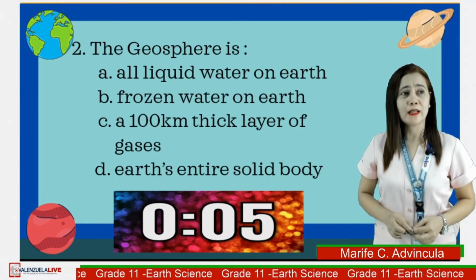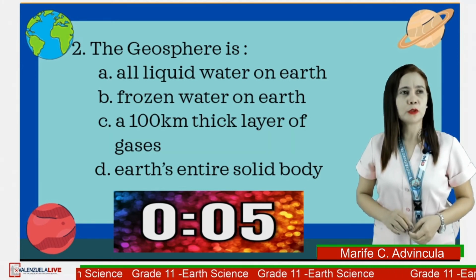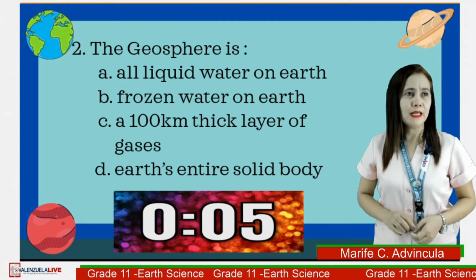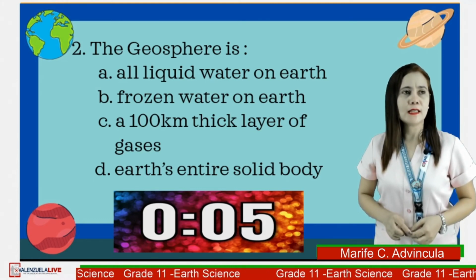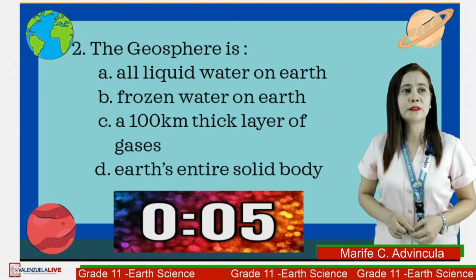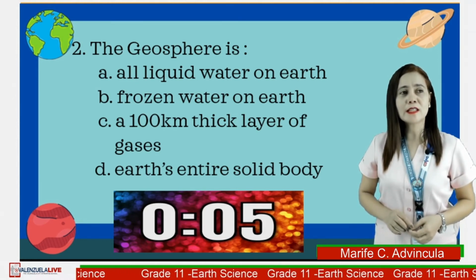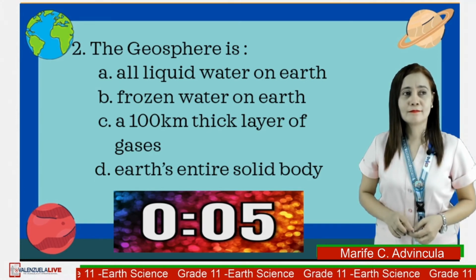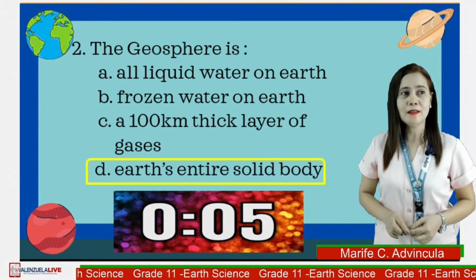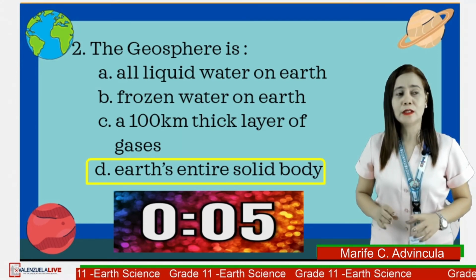The geosphere is letter A, all liquid water on Earth, B, frozen water on Earth, C, a 100 kilometer thick layer of gases, D, Earth's entire solid body? Your answer will be letter D. Very good. Earth's entire solid body.